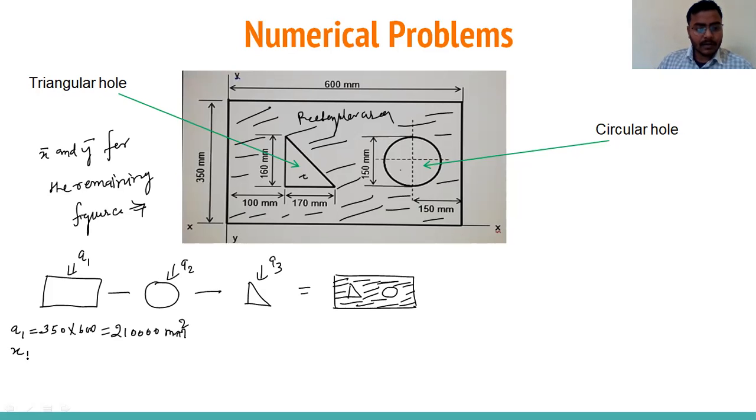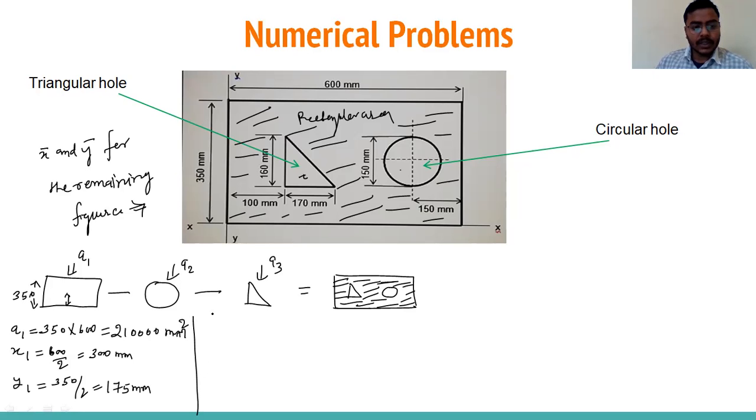Now we can write x1. x1 is the centroid distance of this rectangle from the y-axis. It will come 600 by 2, because for the rectangle the centroid is h by 2 or b by 2, so 300 mm. Now we can write y1. For the rectangle, the y-axis is here, so y1 is this length, that is 350, divided by 2. So it will come 175 mm.